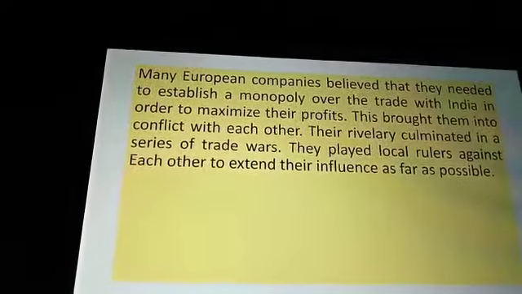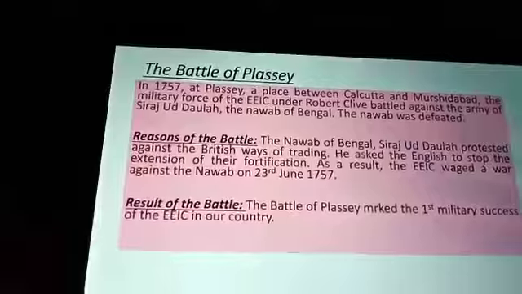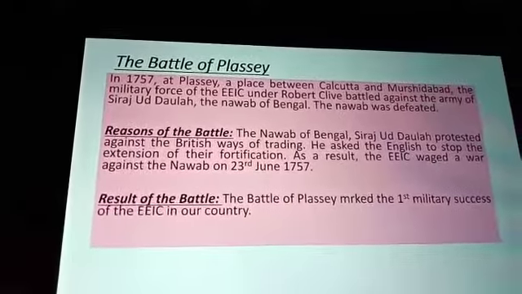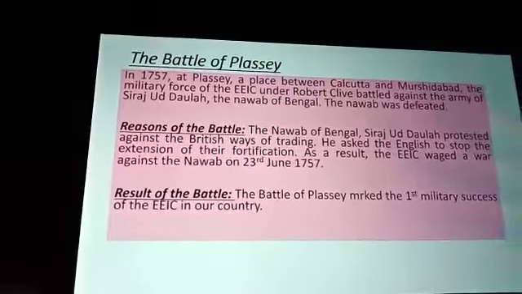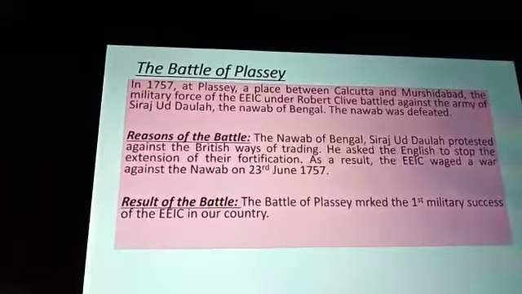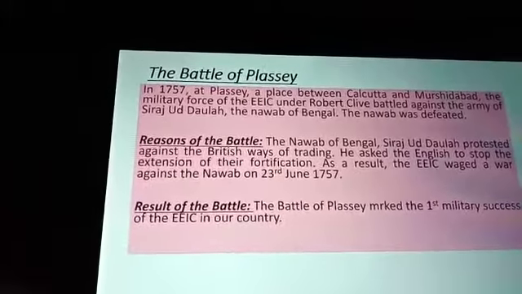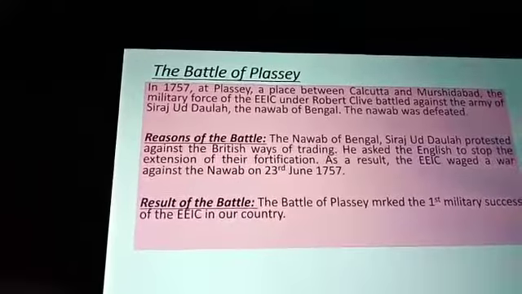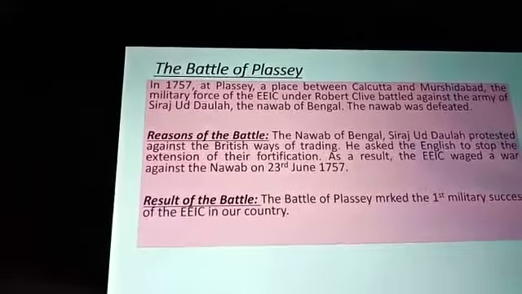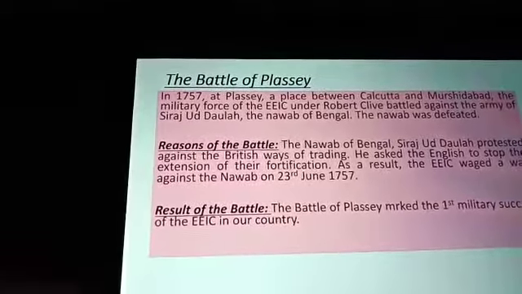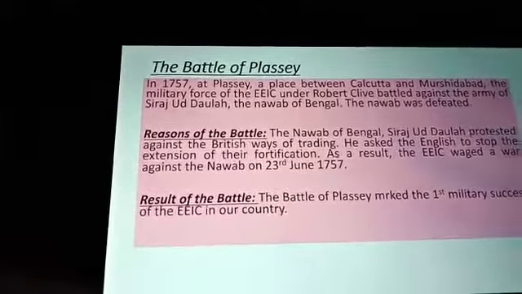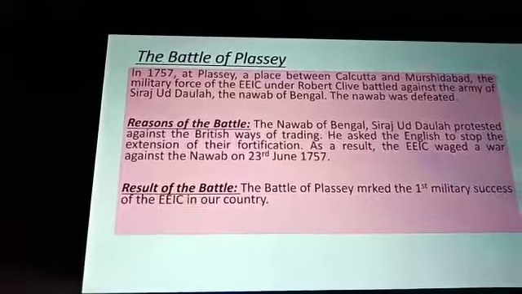The Battle of Plassey. In 1757, at Plassey, a place between Calcutta and Murshidabad, the military force of the EEIC under Robert Clive battled against the army of Siraj-ud-Dowlah, the Nawab of Bengal. The Nawab was defeated. Reasons of the battle?